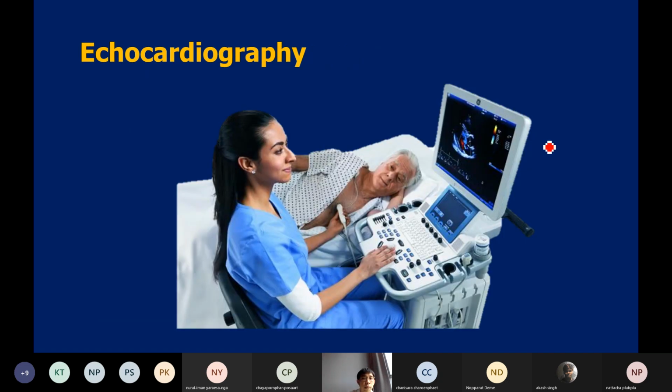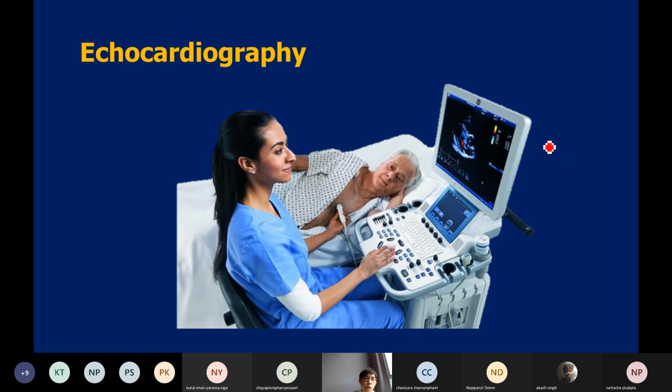Okay, for other investigations, if we detect that the patient has bradyarrhythmia or some arrhythmia, or has bundle branch block, we have to investigate the cause of the arrhythmia. Echocardiogram is one of the tools we use to investigate the cause of arrhythmia, because echo is non-invasive. There is no risk for the patient.